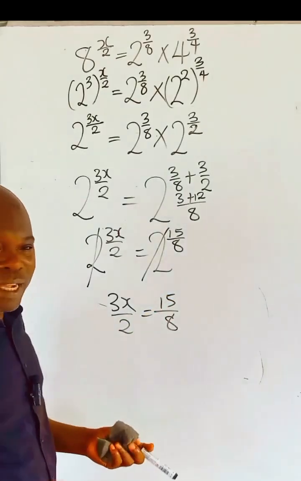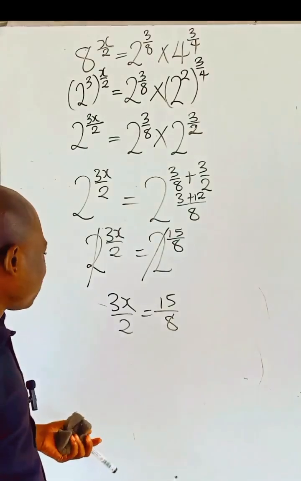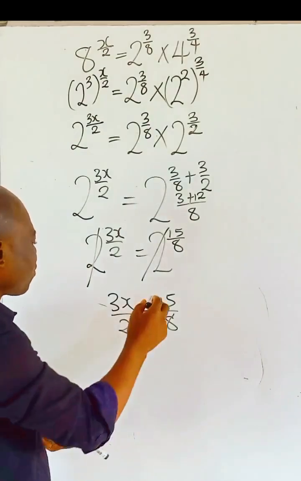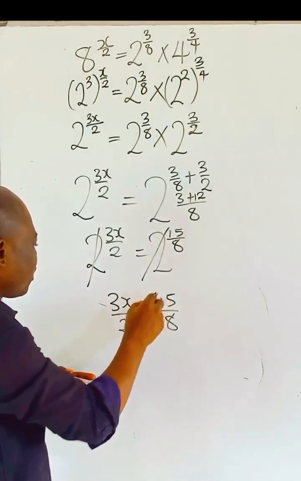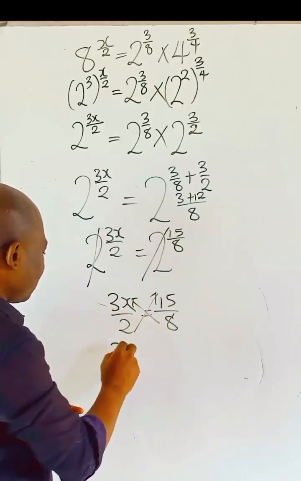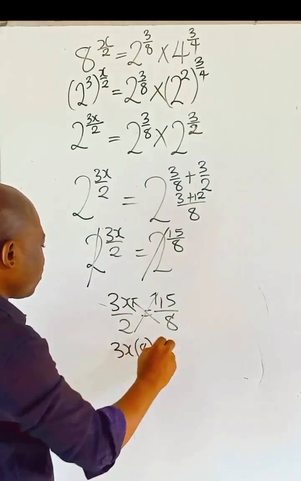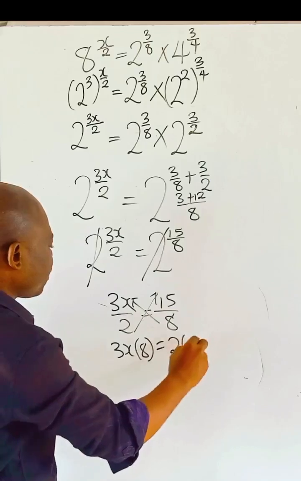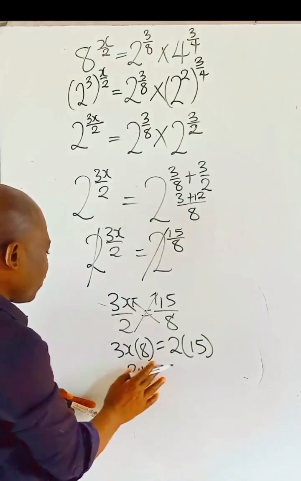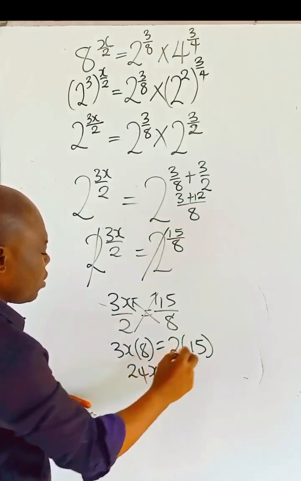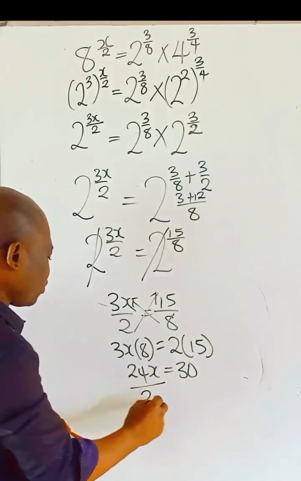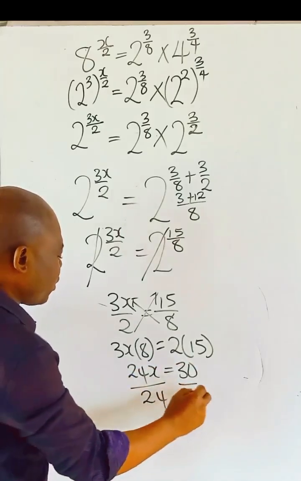I hope we are going on. Whatever you choose to do, you can cross multiply and solve. We cross multiply: 3x times 8 equal to 2 times 15. So we have 24x equal to 30. We divide both sides by the coefficient of x, which is 24.